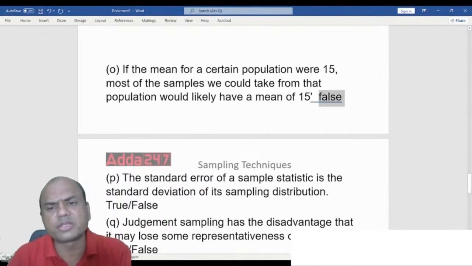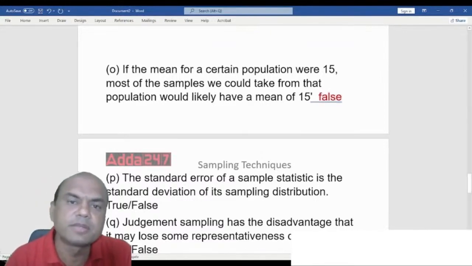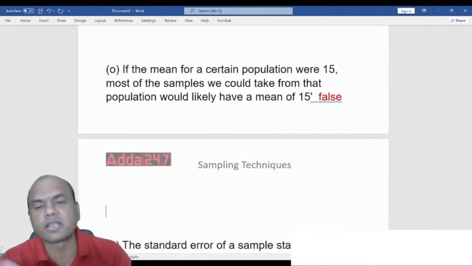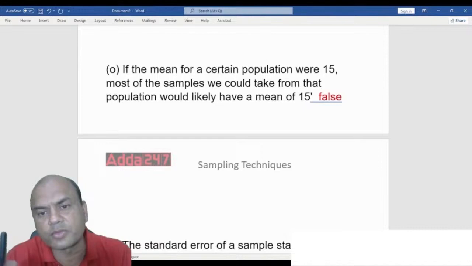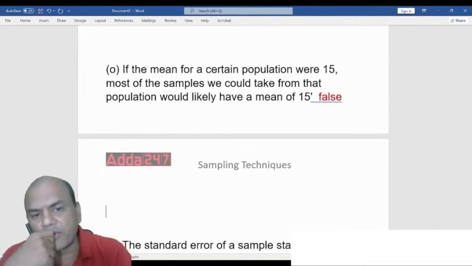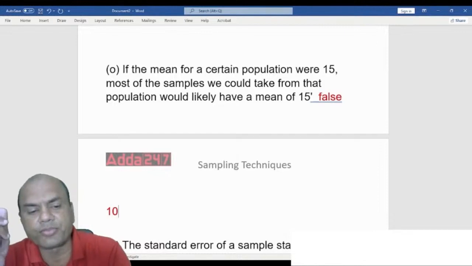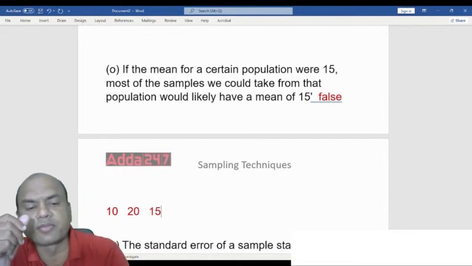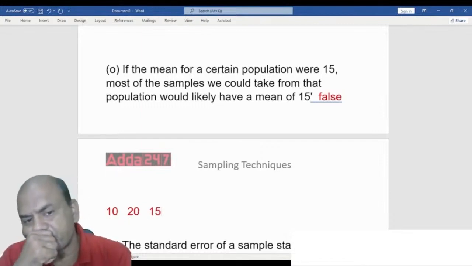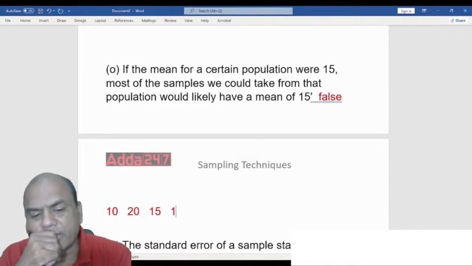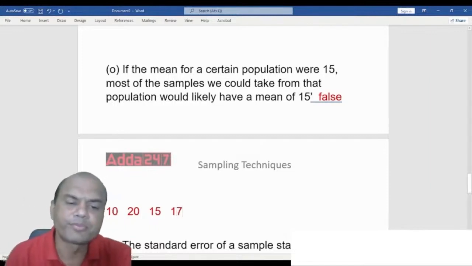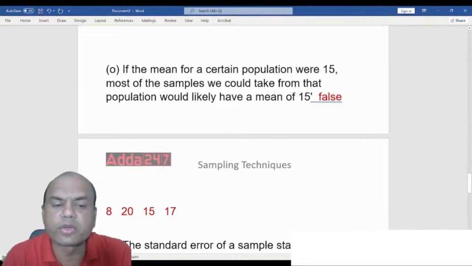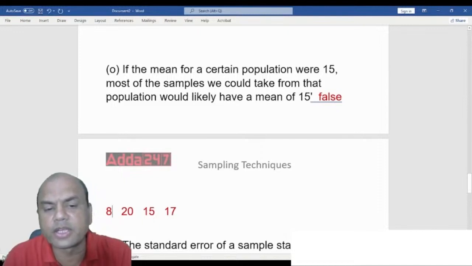Why? Because it's not compulsory that the mean of the sample should be 15 only. I'll give you an example. Suppose I took 4 surveys, let's say 4 corners of the city, and I got averages: one was 10, second one was 20, third one was 15, and fourth one was, let's say 17, and this I'll make it 8. Suppose I got these 4 salaries: 8,000, 20,000, 15,000 and 17,000.